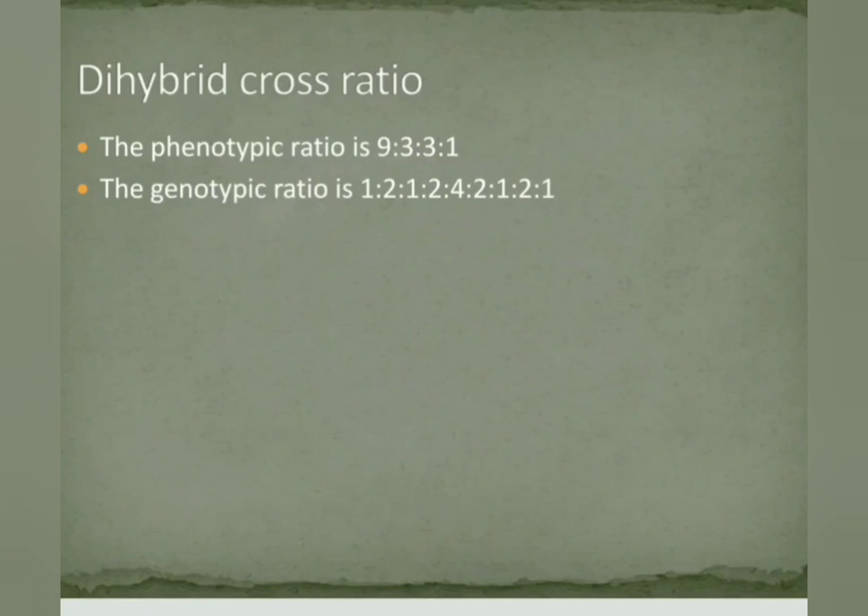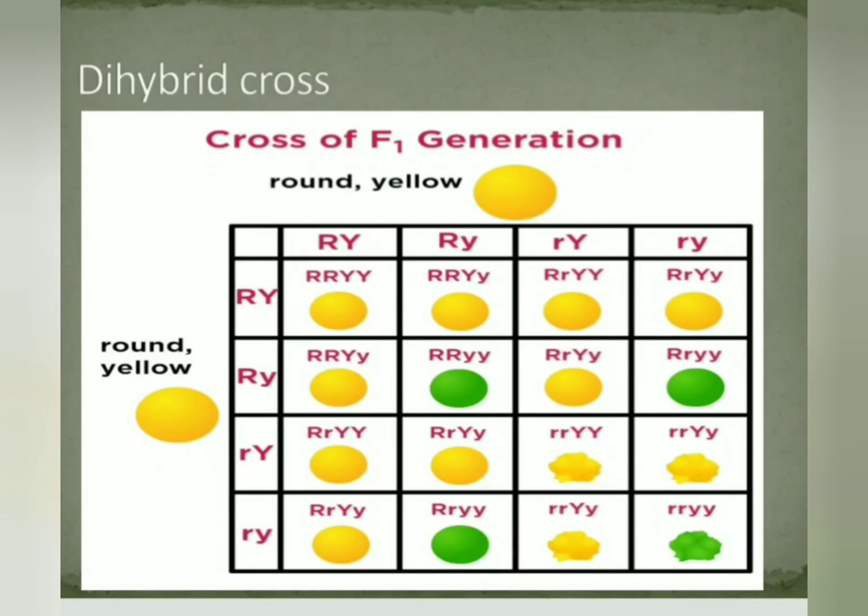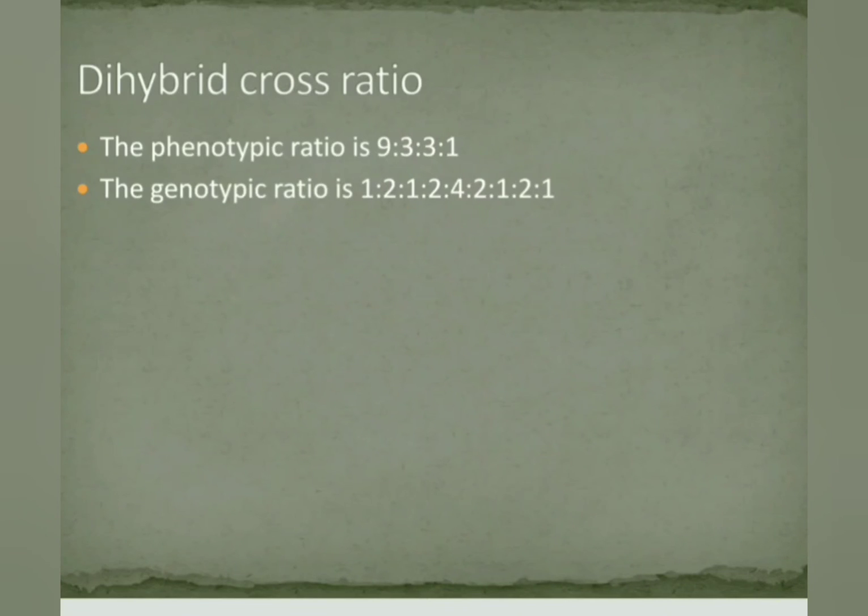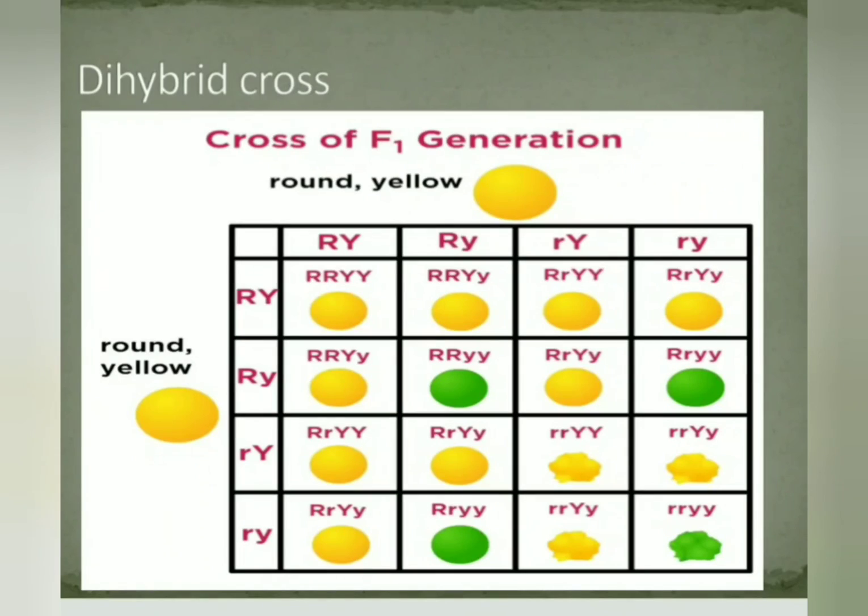For the genotypic ratio, you can see 1:2:1:2:4:2:1:2:1. Genotypic means the genetic makeup of the organisms, so you can find it in this diagram. So this is about the dihybrid cross ratio. One character is independent of the other character as they pass to the next generation, they are inherited by the next generation. This is about the law of independent assortment.